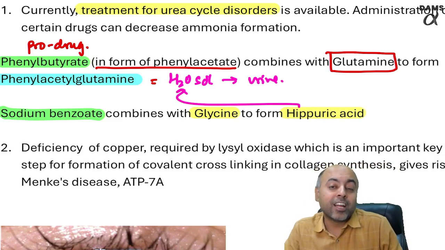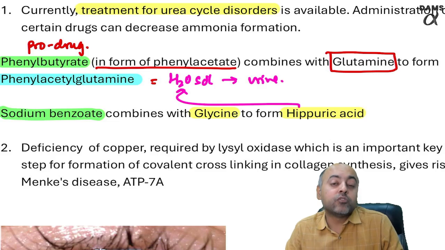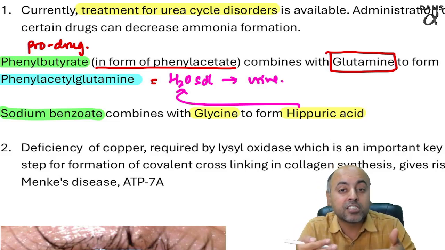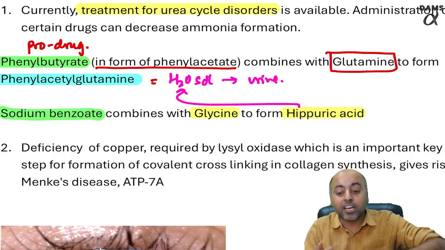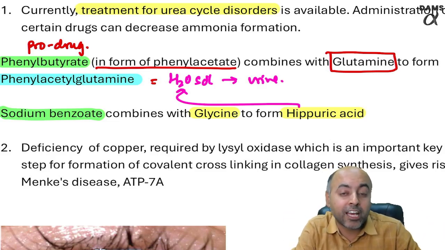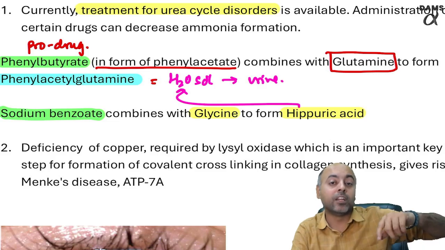So in this case, what happens? The body has to compensate for the loss of these amino acids. It has to synthesize these amino acids. To synthesize these amino acids, it will use up the ammonia, and therefore ammonia levels in the body will decrease.